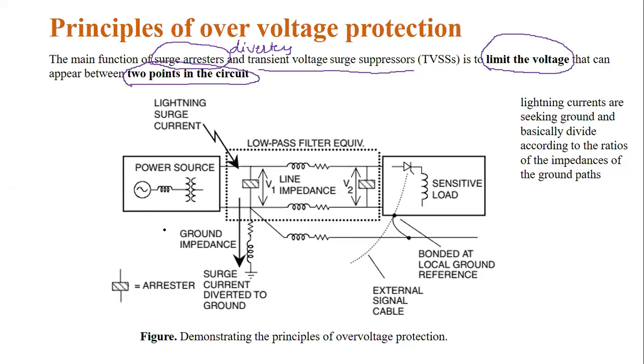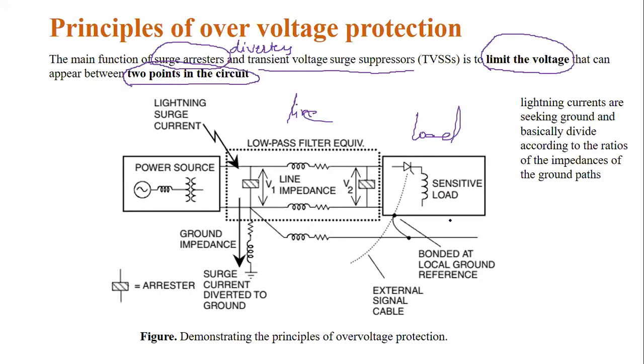Now see this basic diagram. This is the source, the power source. This is the line. This is the load. You can assume it is a sensitive load or whatever load it is. When lightning strikes, it may fail any of the equipment, whether a sensitive load, critical load, non-linear load, or any other load.